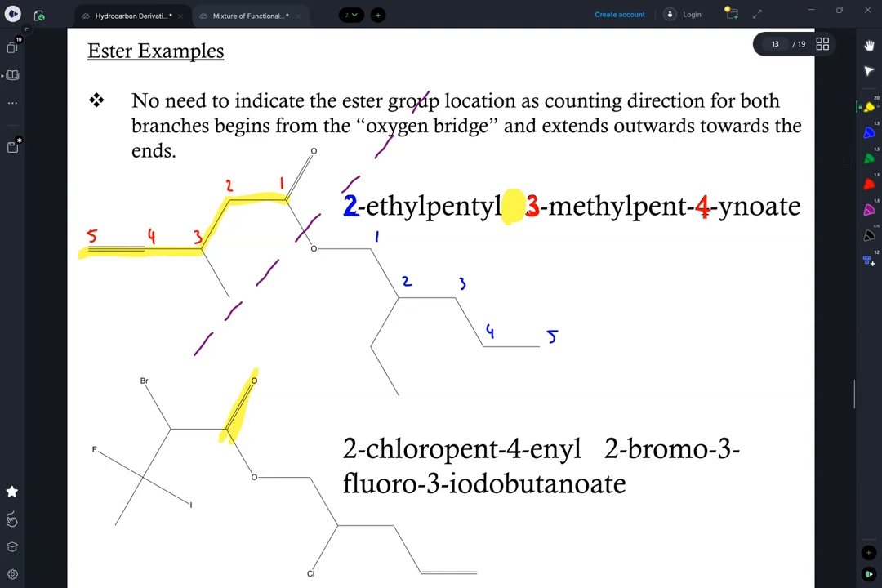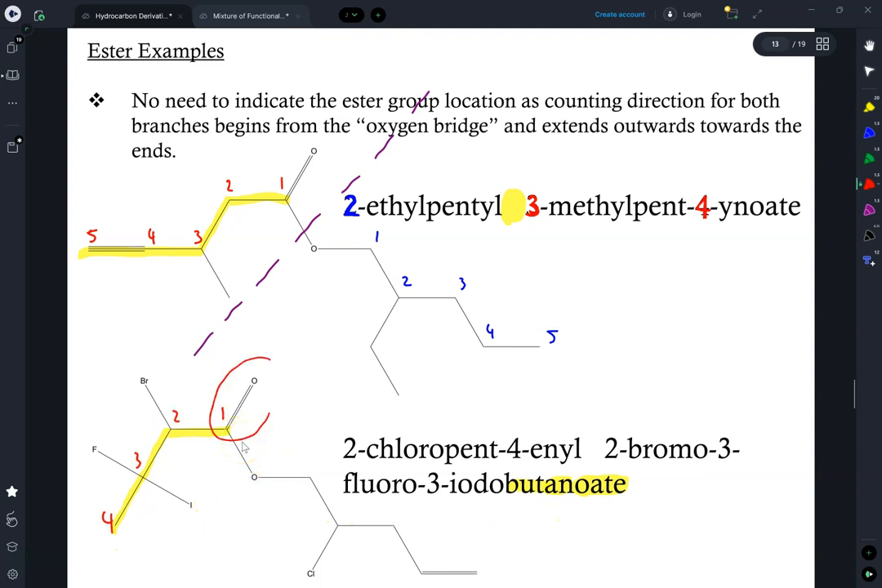Again, the C double bond O must be on the parent chain. So we have 1, 2, 3, 4 carbons in the parent chain, which is why it is a but. Now, because there are no double bonds or triple bonds, they put "an" to represent an alkane. And of course, we've got that weird -oate suffix. So there it is, the parent chain is butanoate.